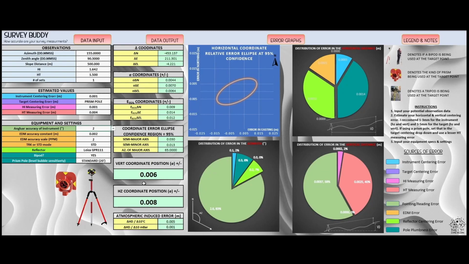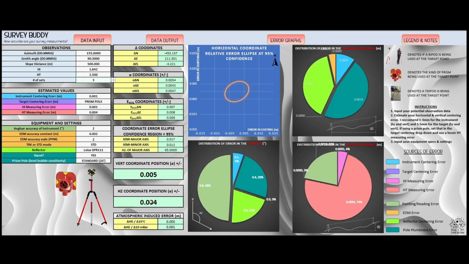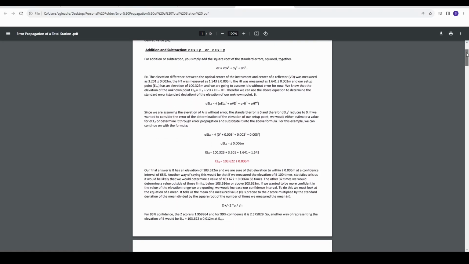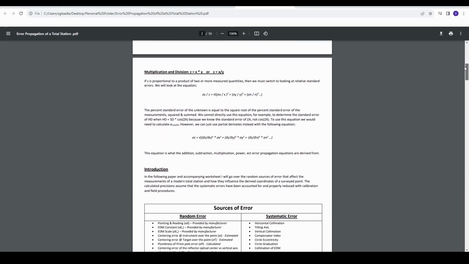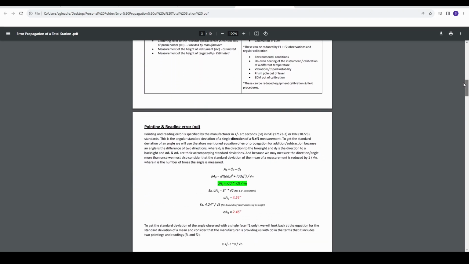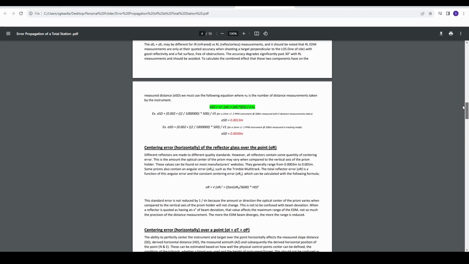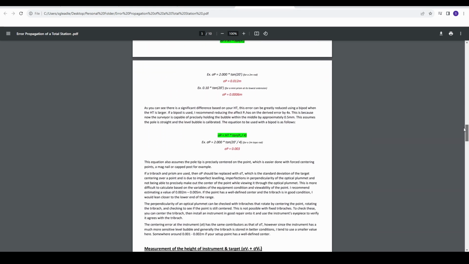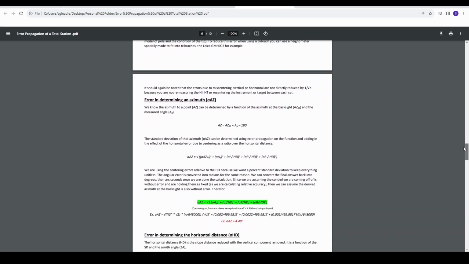Check out my video on error propagation of a total station and using the simple error propagation program I wrote to get a better idea of the accuracy you can expect when taking total station measurements, as it takes a more holistic approach by looking at some of the other variables. In that video, I will provide a link to a white paper that goes into detail of the error propagation equations pertaining to total station observations, and also provided free at no cost is my simple error propagation program.